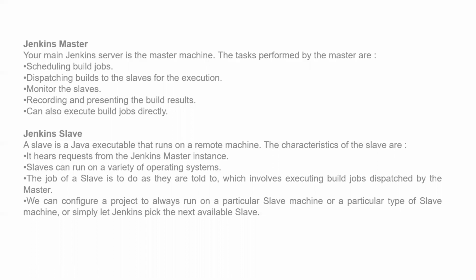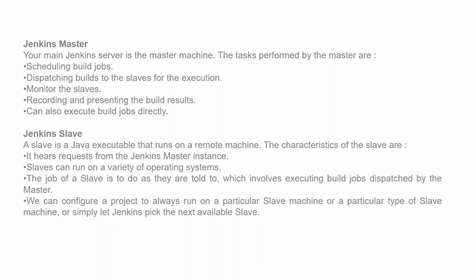Now let us understand what the slave does. A slave is a Java executable that runs on a remote machine. The characteristics of the slave are that it hears the requests from the Jenkins master instance. Slaves can run on a variety of operating systems: Windows, Linux, or any other distributed Linux platform. The job of the slave is to do what it is told to, which involves executing builds dispatched by the master.